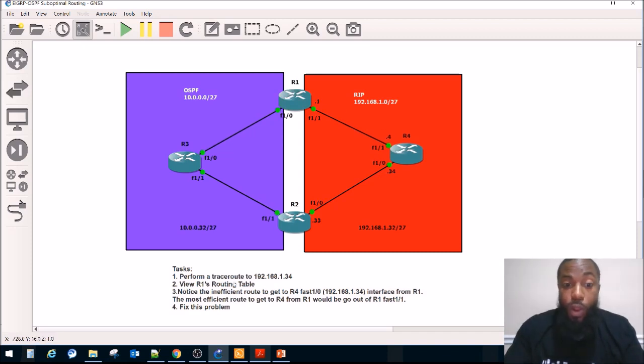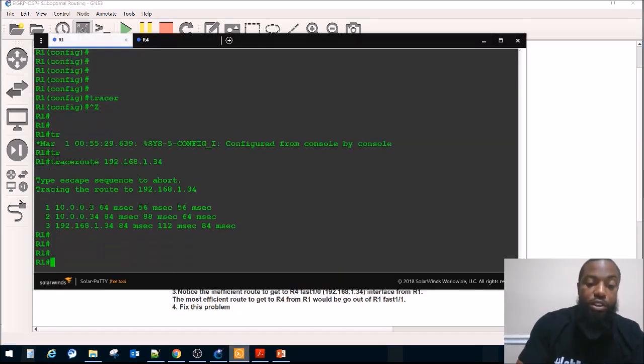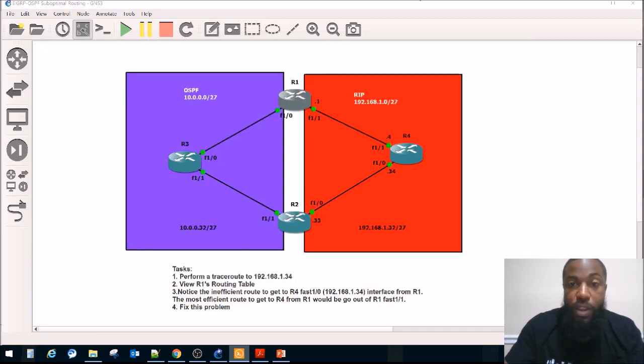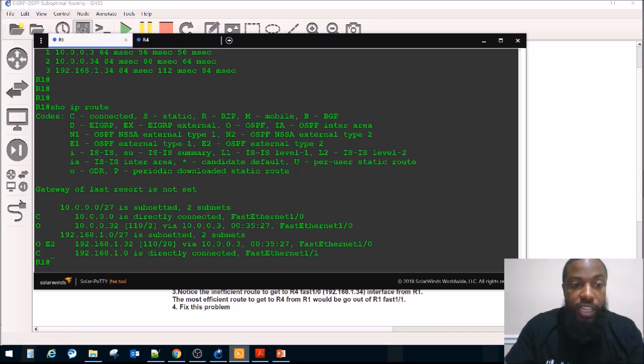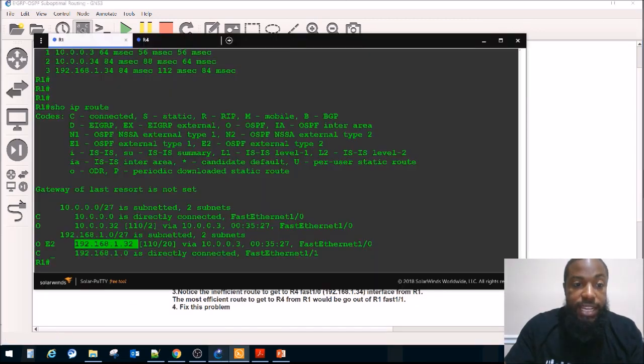Let's view router 1's routing table. Let's go ahead and do that. Let's see why it did that, right? So we do a show IP route. You can see he learned. Here's the problem, right? We were trying to get to the 1.34 network, right? But he said, oh, to get to the 1.34 network, which is in this /32, take this external route because the AD is 110, right?